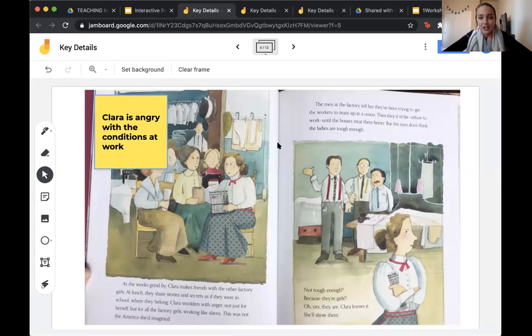The men at the factory tell her that they've been trying to get the workers to team up in a union. Then they'd strike, or remember, that means refuse to work, until the bosses treat them better. But the men don't think the ladies are tough enough. Not tough enough? Because they're girls? Oh, yes, they are. Clara knows it. She'll show them.